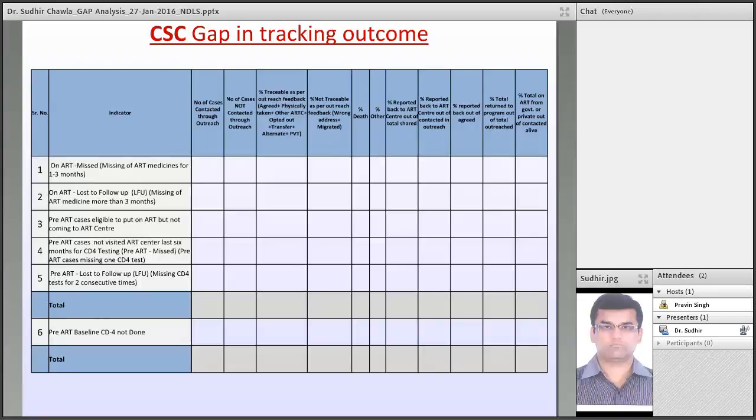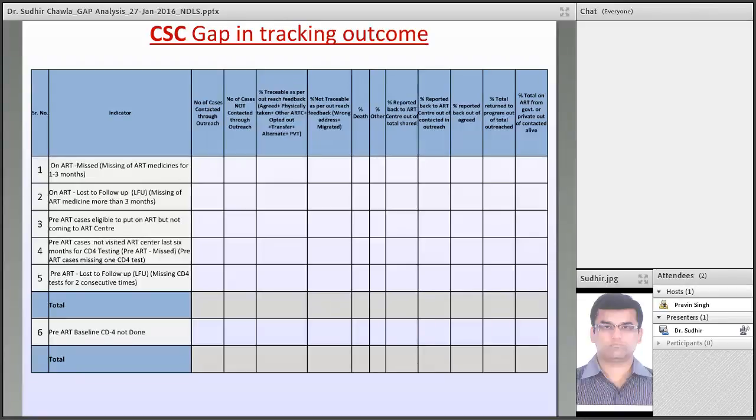What will this be? The number who reported back, divided by the number who agreed plus physically taken, will give us the percentage of patients reported back out of agreed. If it is less than 90%, we have to think about why the patients who agreed to come, who were available in the field and agreed to come back, did not turn up. We have to look into the reasons.